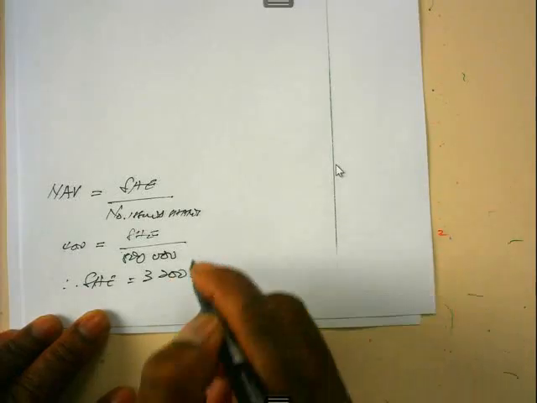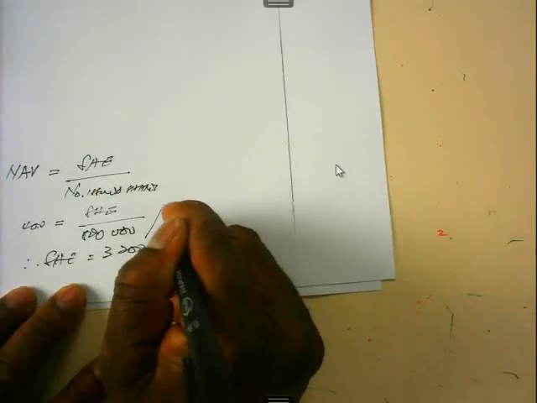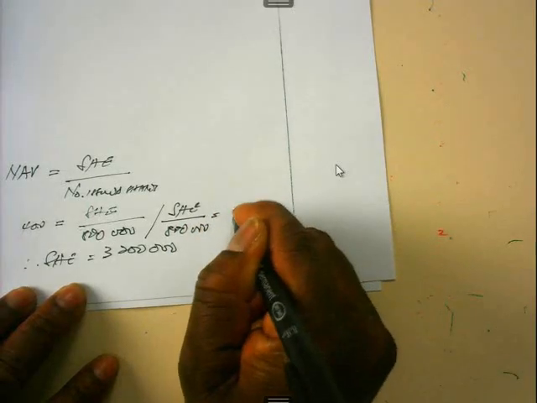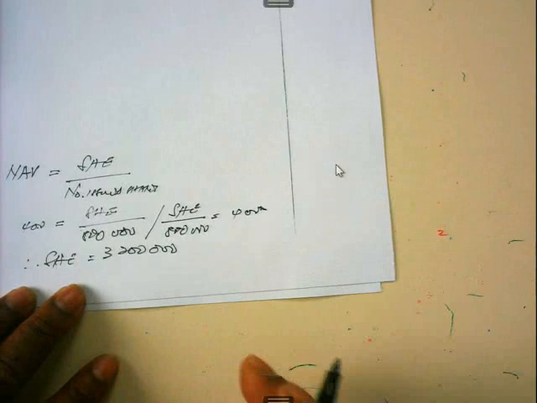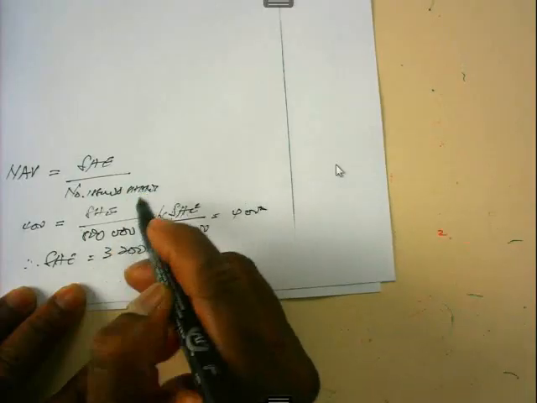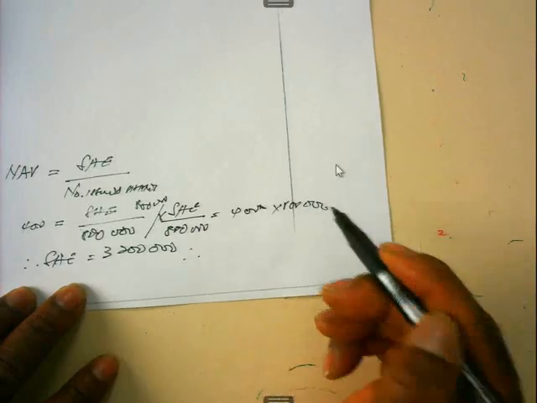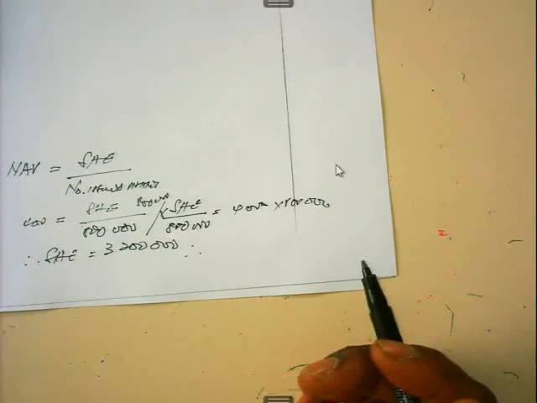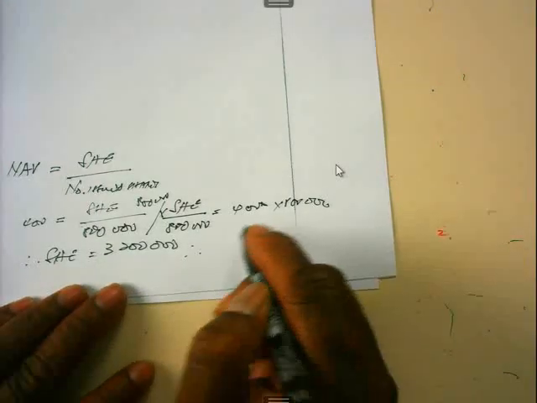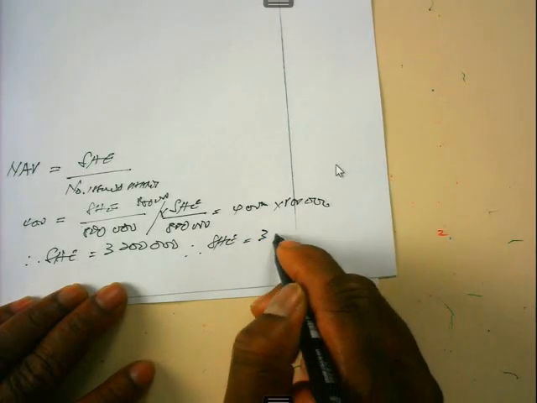Just for those who are not so sure about how to arrive at this, you swap this around. You say SHE divided by 800,000 is equal to 400 cents, which is 4 rands. Then we are solving for SHE, so you multiply this by 800,000, and you must also multiply the other side by 800,000. Remember, what you do on the left-hand side of the equation, you must also do on the right-hand side. Therefore, SHE is equal to 3,200,000 rands.